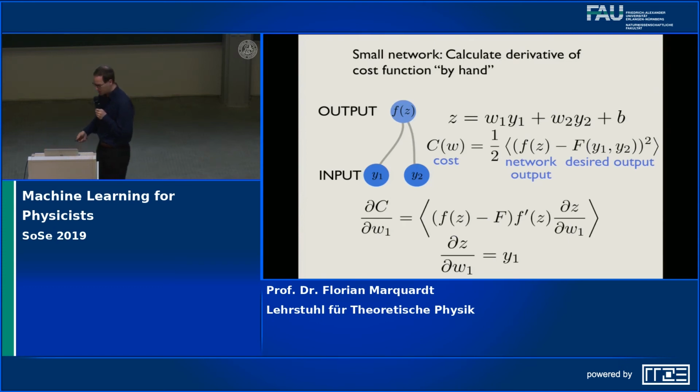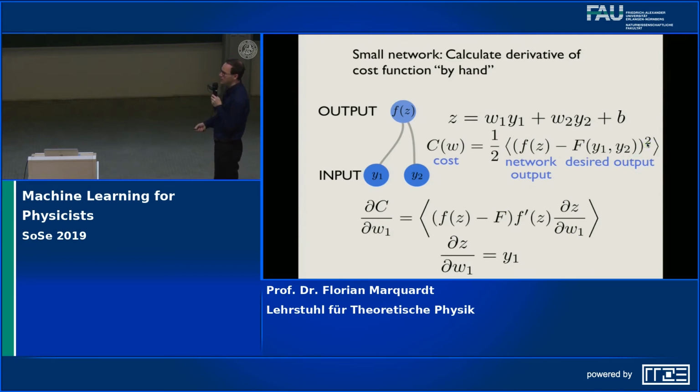Now I can just go ahead and take the gradient, take the derivative. So let's do this. I take the derivative of C with respect to, say, W1, which would be the weight of this particular connection. Well, I have to take the derivative inside the averaging brackets, which is completely allowed because this average does not depend on the weights. It's just an average over training samples, over inputs. And then I have to take the derivative of the square.